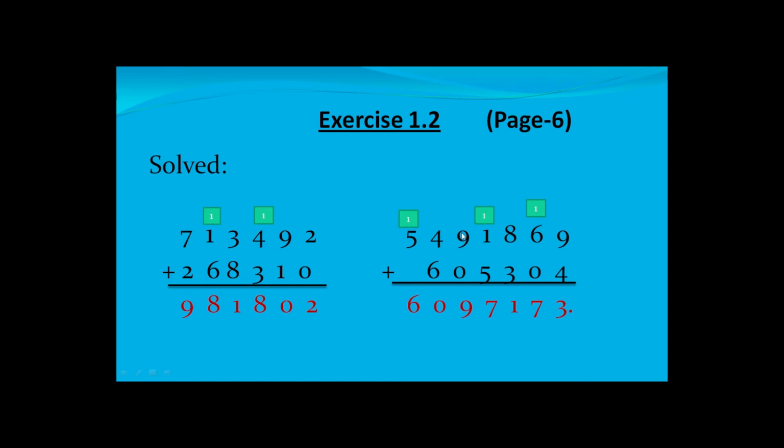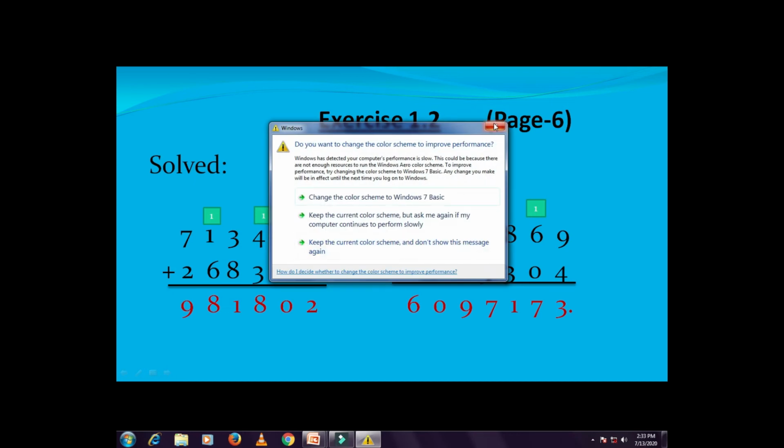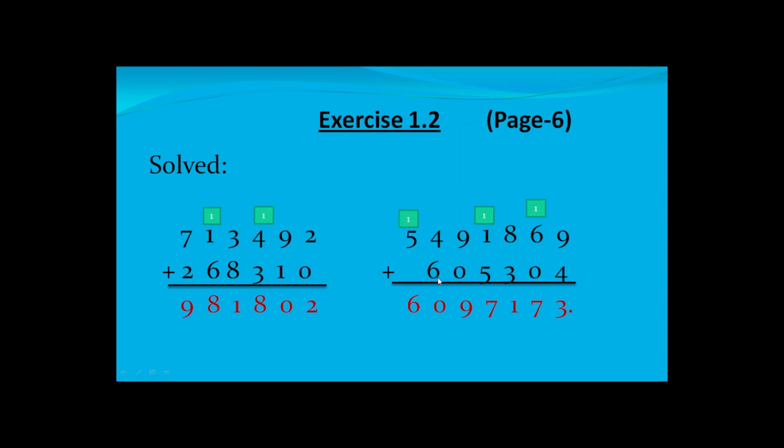There is no carry. So 9 plus 0 is 9, and then 6 plus 4 is 10. So in 10 there are again 2 digits, so we will put 0 over here, and 1 will be carried to 5. 5 plus 1 is 6. You can match this answer to your copy answers.